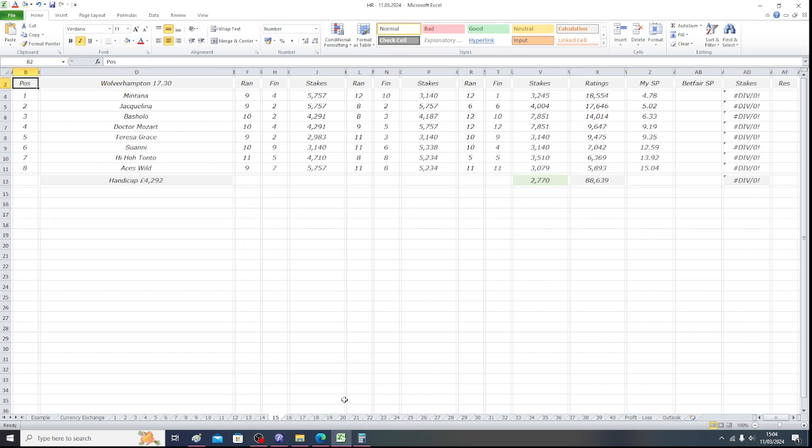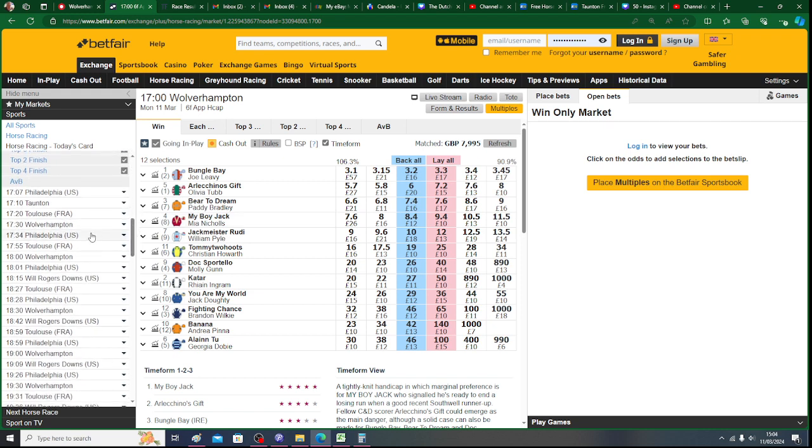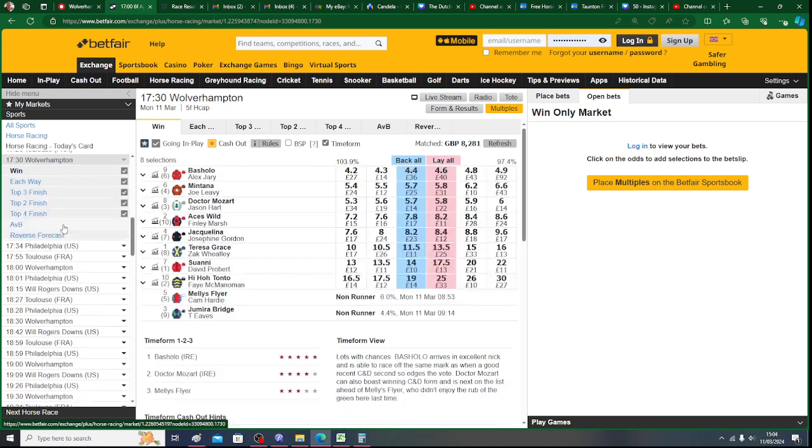Now we're moving into the second race, which is the 5:30. 8 go to post, a handicap, £4,292 go to the winner. And our top selection is Mintana. So into Betfair again. And we want these, that's it, the 5:30 there.